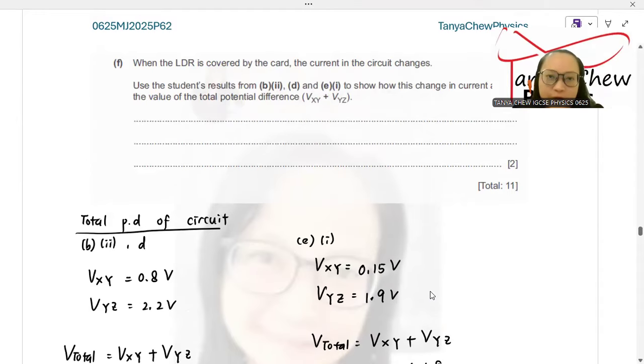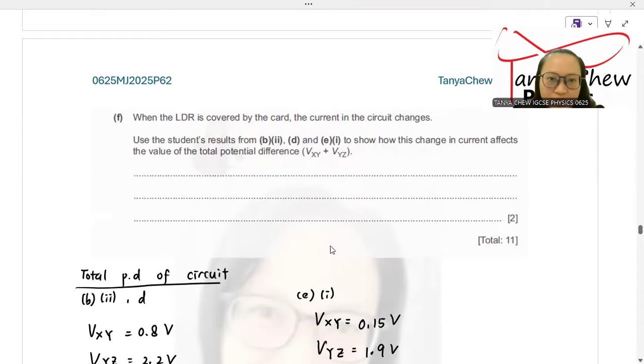Since the difference is quite small, I would say that it does not affect that much because the total potential difference is constant. The value of the potential difference is constant. Right, so I'm going to write down first the answer.